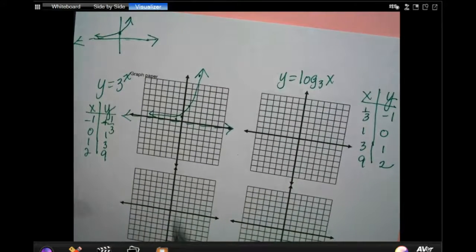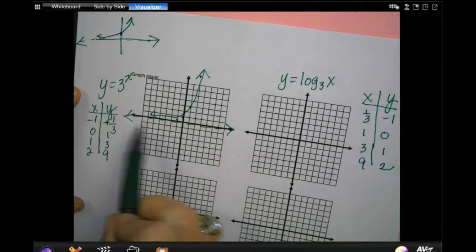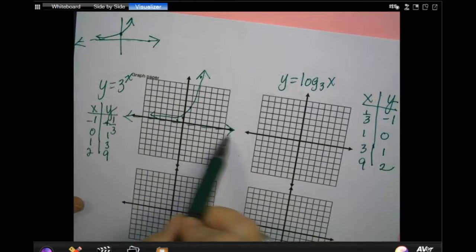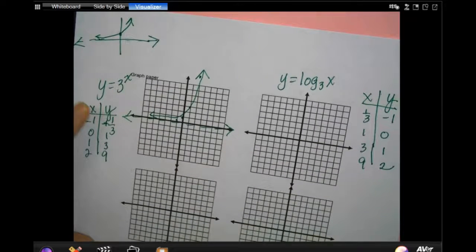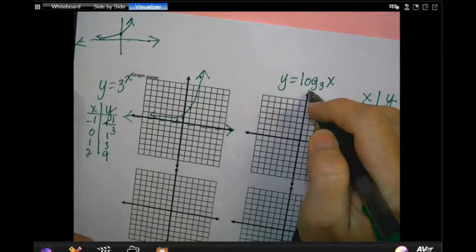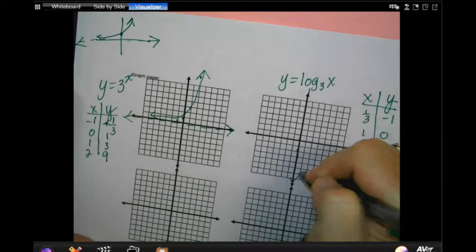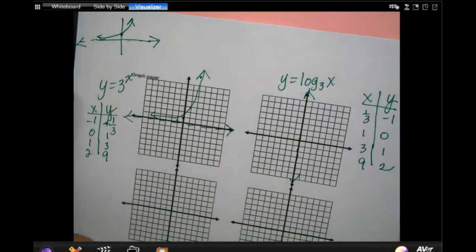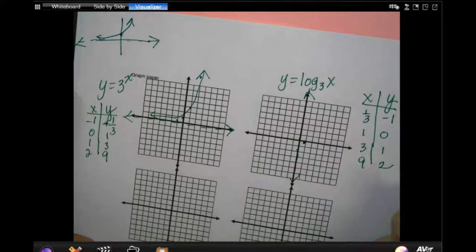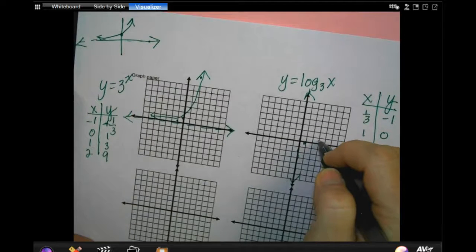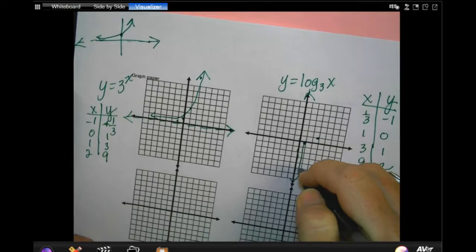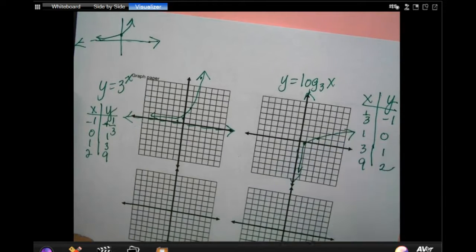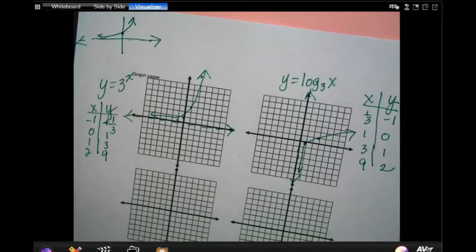And so if the exponential has an asymptote on the x-axis, where does the log have the asymptote? So it's down here. So this is what the log looks like.